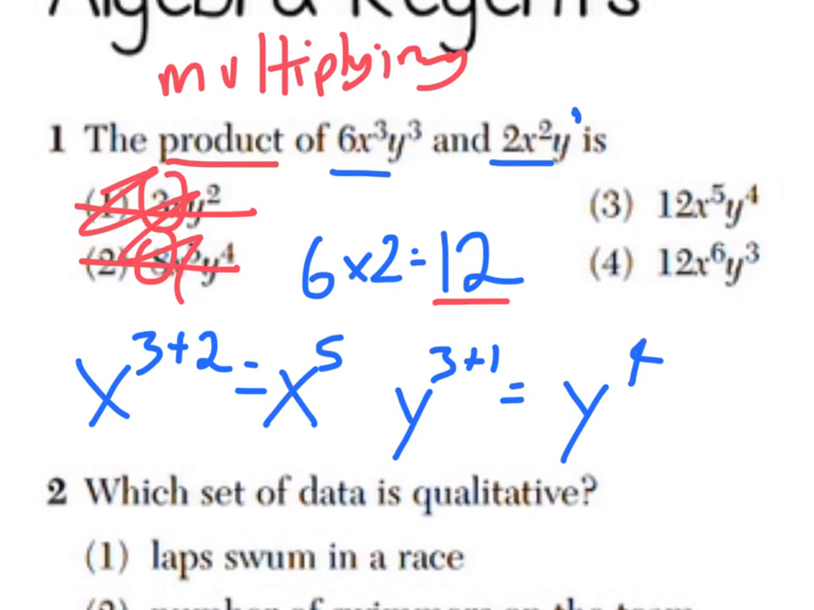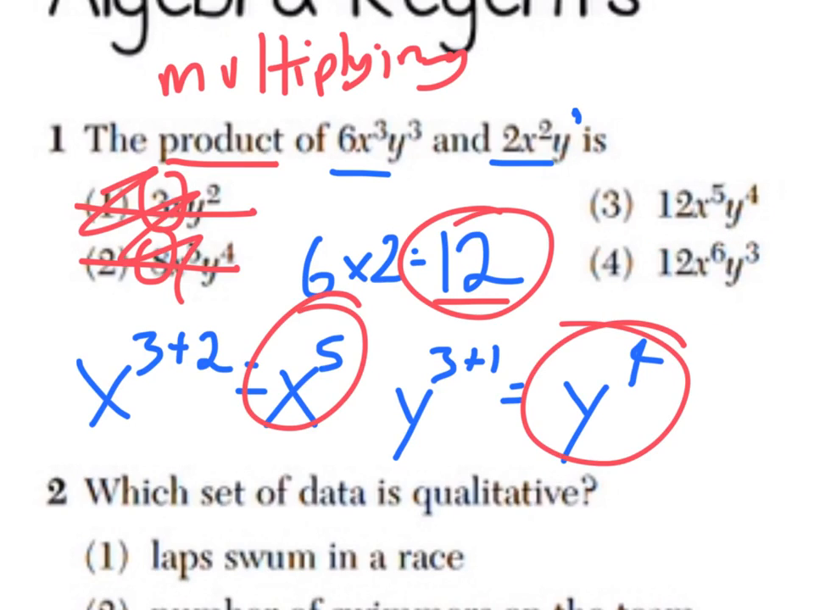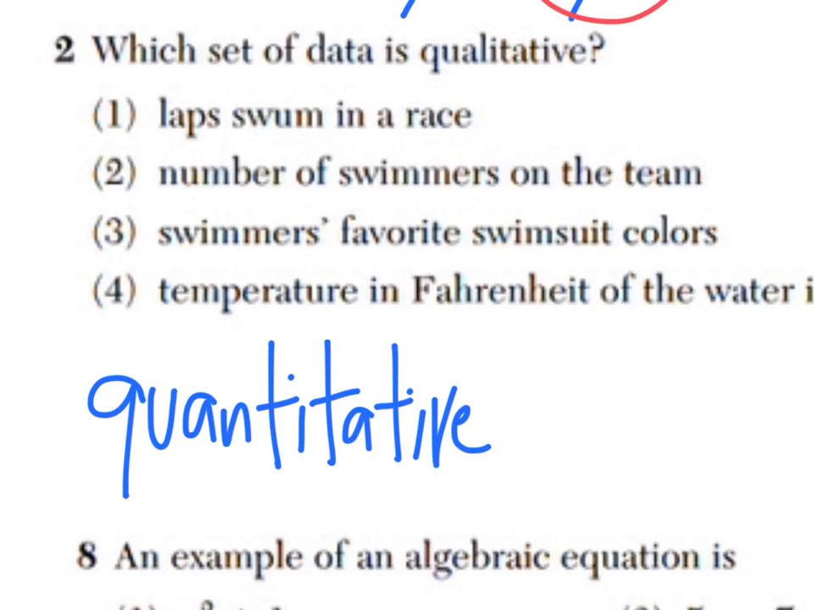And is that an option? Yep, I'm looking right here: x to the fifth, y to the fourth. I'm going to put these together. This is option number 3. Number 3 is the answer. Let's take a look at number 2.